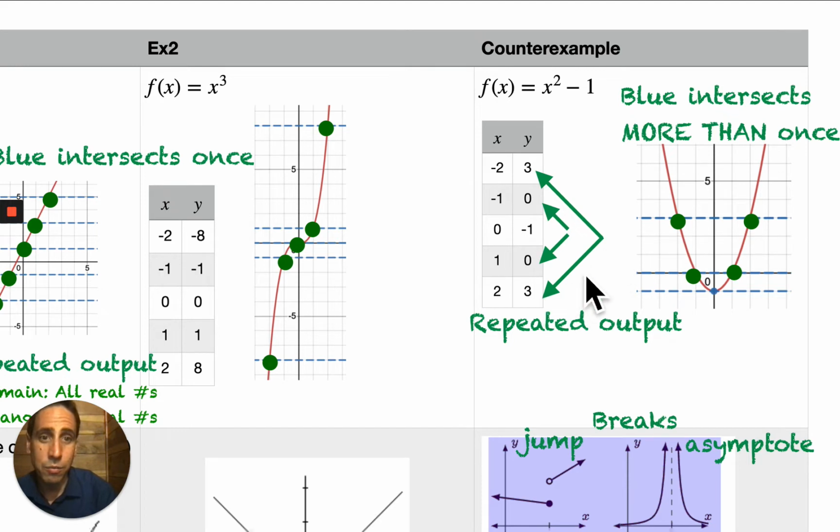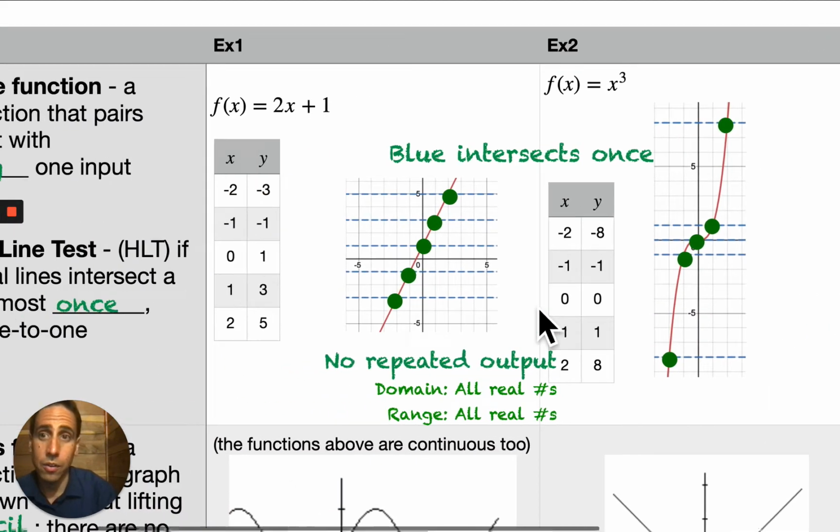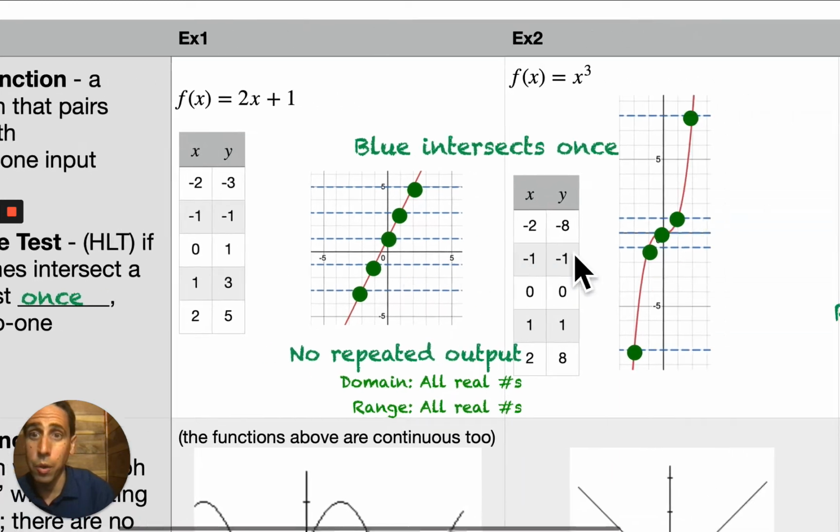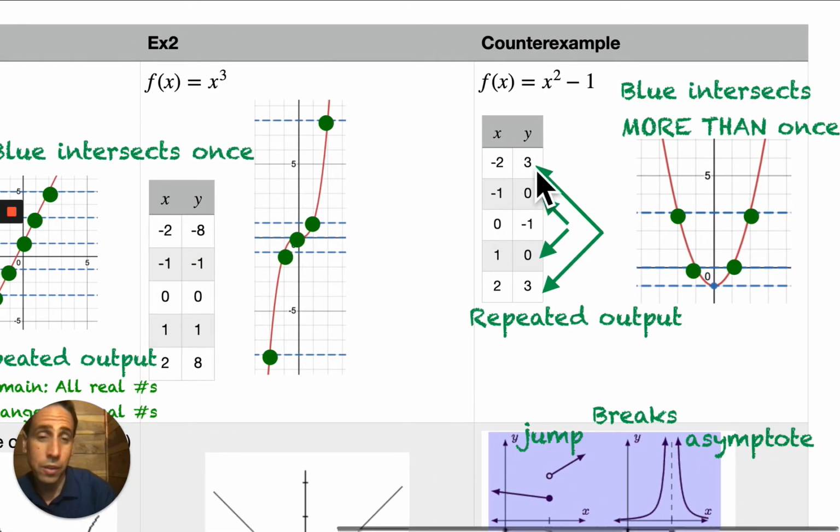Notice that we've got repeats here. This 3, as an output, is repeated twice. The zeros are repeated twice. And if you were to extend the tables further in either direction, you would get more repeated pairs of outputs. So it's a counterexample. It is not one-to-one. It is not a special function that pairs each output with exactly one input. Each output, like 3, has 2 different inputs. 0 has 2 different inputs.